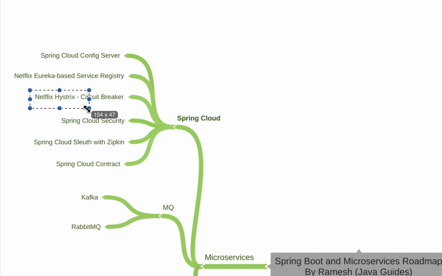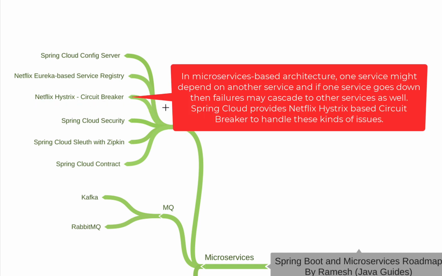Next is Netflix Hystrix as a circuit breaker. In microservice based architecture, one service might depend on another service, and if one service goes down, then failures may cascade to other services as well, right? So in order to avoid this, Spring Cloud provides Netflix Hystrix based circuit breaker to handle these kinds of issues.